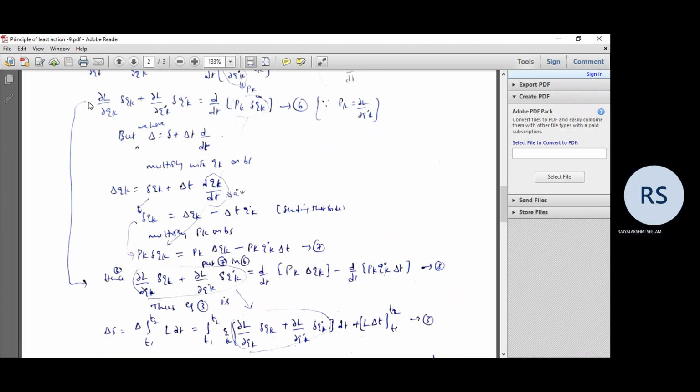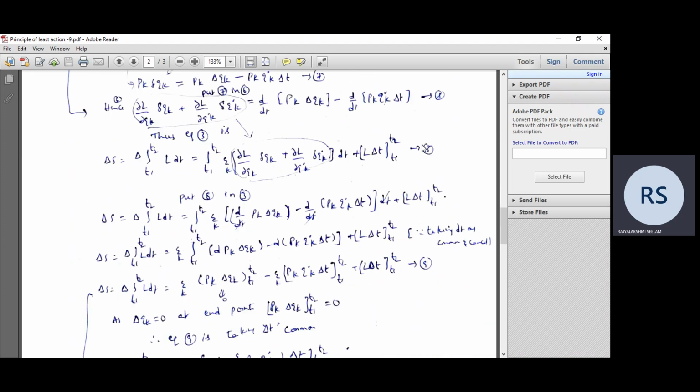So let us consider equation number 6. ∂L/∂qk into δqk plus ∂L/∂qk dot δqk dot equals d/dt. In terms of pk δqk, we are rewriting with pk δqk minus d/dt. So here we have d/dt, and we are multiplying with d/dt for these two terms. So d/dt into pk δqk minus d/dt into pk qk dot into δt. Let it be equation number 8.